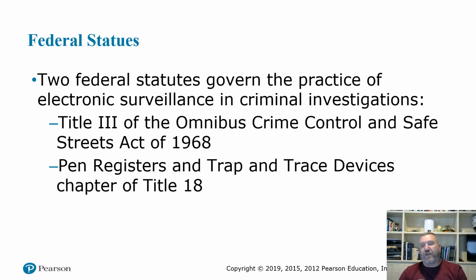Two federal statutes govern the practice of electronic surveillance. So now we're switching from search and seizure. Now we're talking about a very specific part of the law called trap and trace. Trap and trace is the ability for the government to listen to your communications. We have the Omnibus Crime Control and Safe Streets Act of 1968, which gave the government the right to listen to certain things. A Title III warrant will allow me to listen to your communications and record your communications.